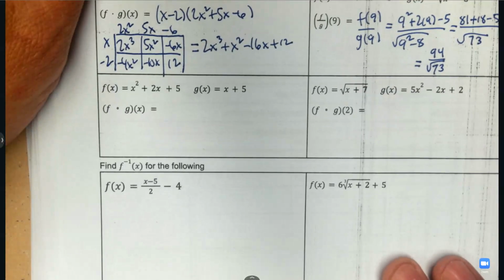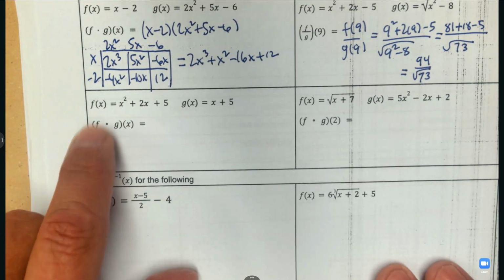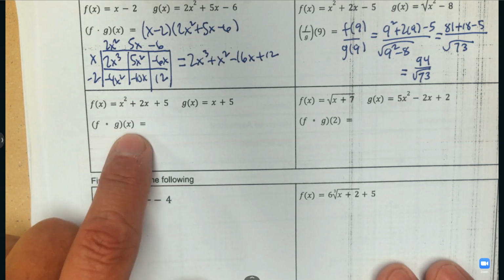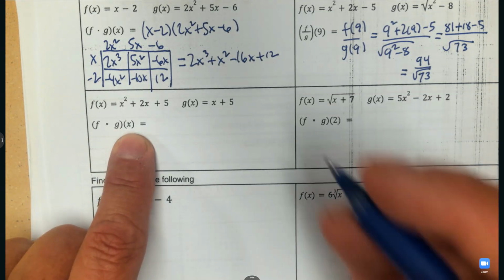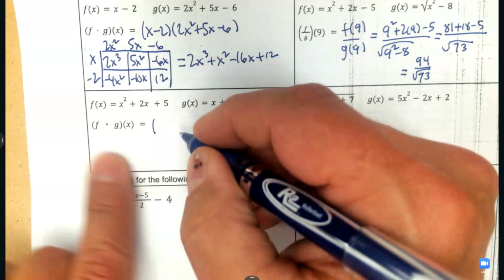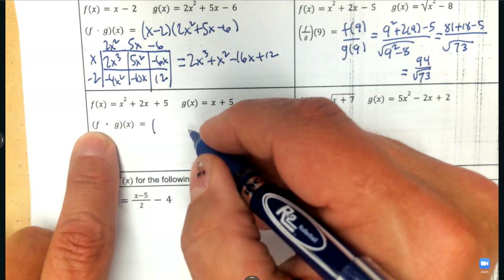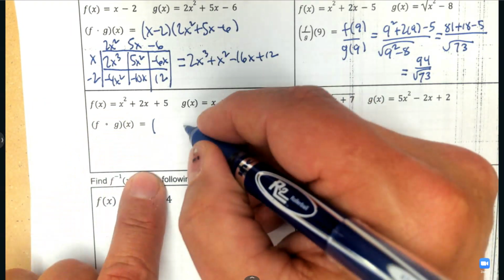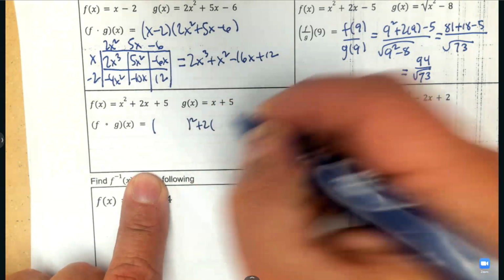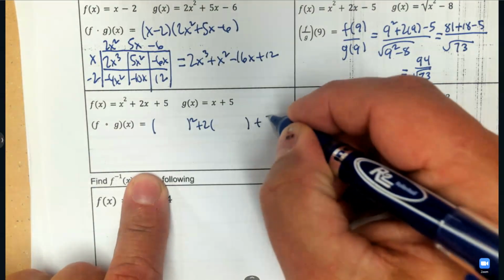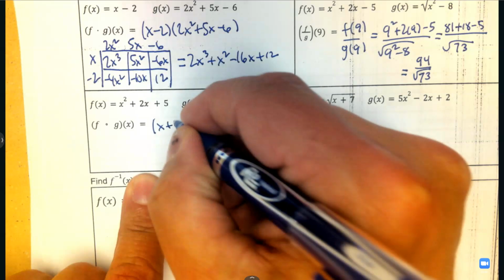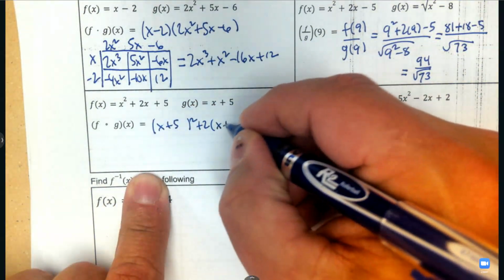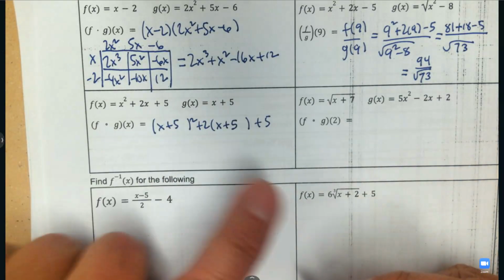All right, next one. Next one we're composing. So f composed with g at x. That means I'm going to do a substitution. So I'm going to write down f, but wherever there's an x, I'm going to put in parentheses, and I'm going to substitute the other equation in for x. So x plus 5 is going to be substituted in, and then I'm going to simplify it.